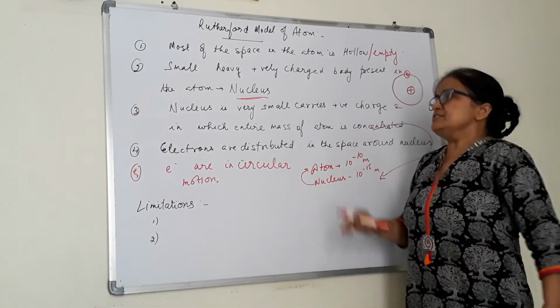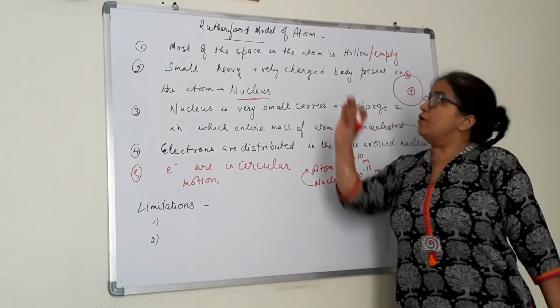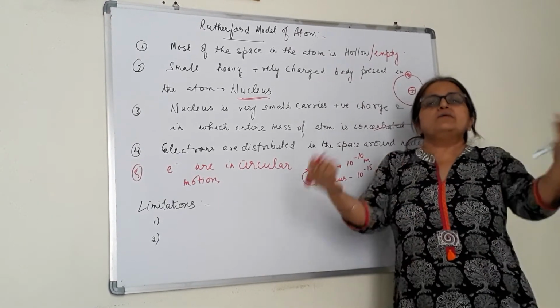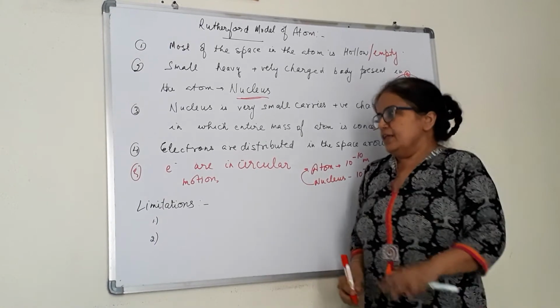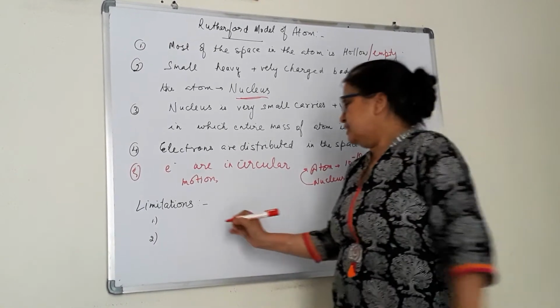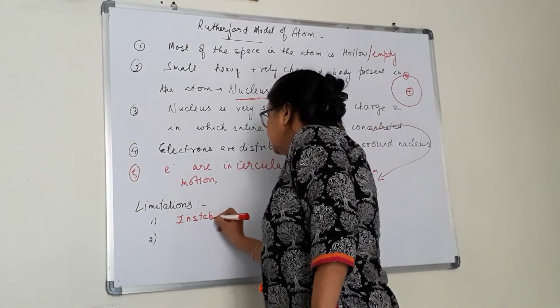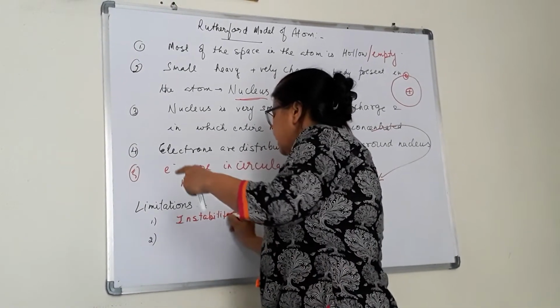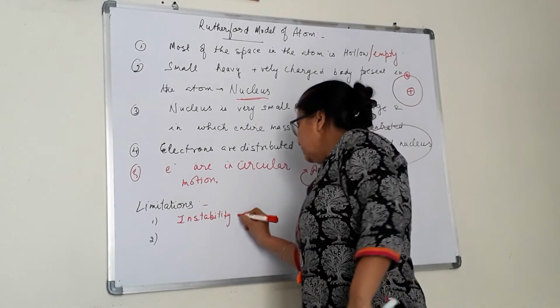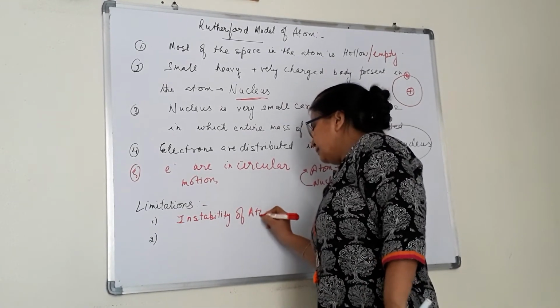Now, there were some limitations of this particular theory. That is why new models were given. The two major limitations. Number one, instability of the atom. Earlier we said it is stable. Now we are saying it is not stable.